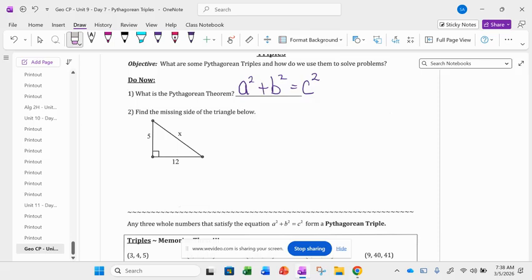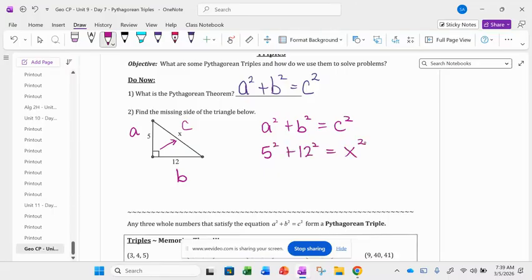Hypotenuse, it didn't then matter which leg you called A and which leg you called B. So in this scenario, for this specific problem in number 2, our hypotenuse is always across from the right angle, so this time C is X. I will assign 5 as A and 12 as B. So we have A squared plus B squared equals C squared. So we are 5 squared plus 12 squared equals X squared.